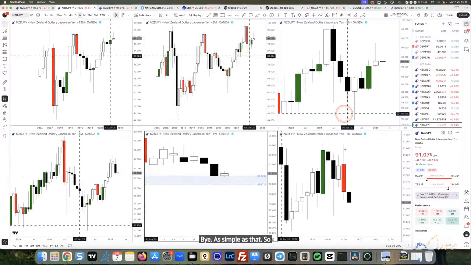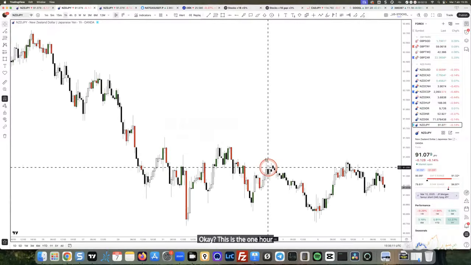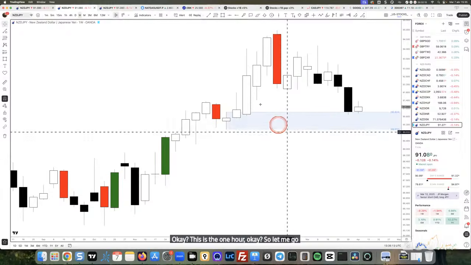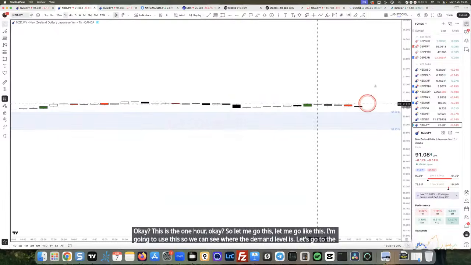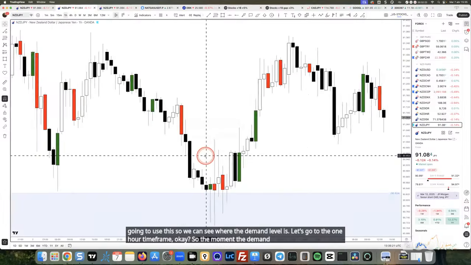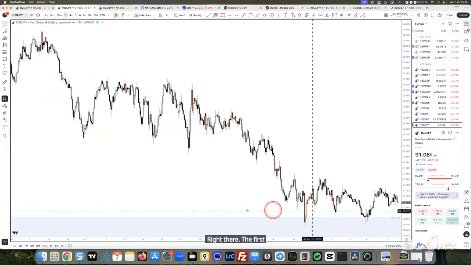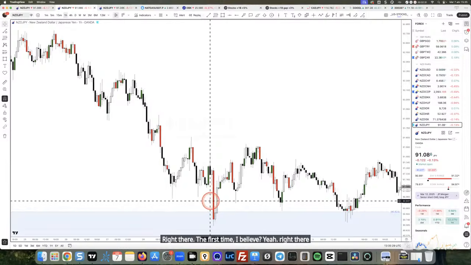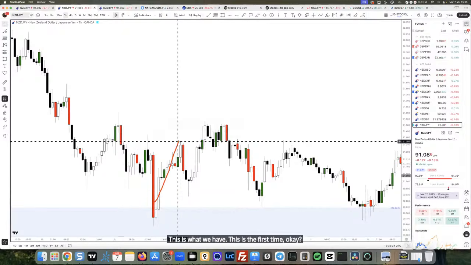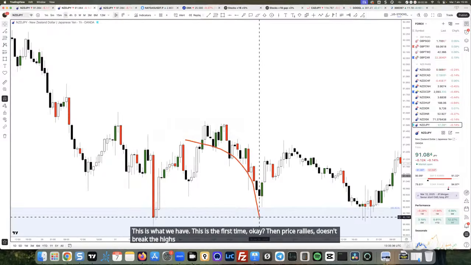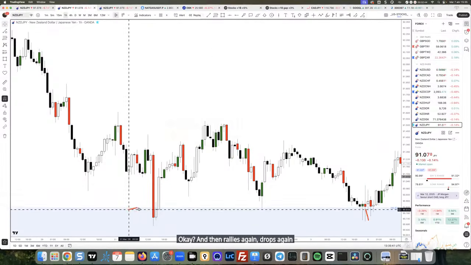So if we go to the smaller time frames, this is the 1 hour. I'm going to use this so we can see where the demand level is. So the moment the demand level is reached, right there, the first time, then price rallies, doesn't break the highs, drops again, and then rallies again, drops again, and the demand level is still in control.